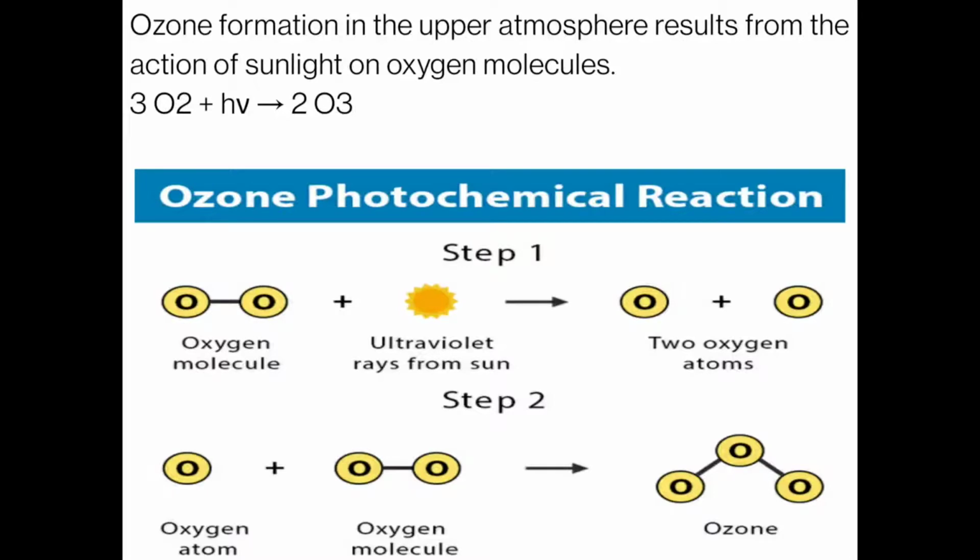This involves two steps: oxygen molecules plus ultraviolet rays from the sun give two oxygen atoms. That is step 1. And step 2, oxygen atom plus oxygen molecule gives ozone.